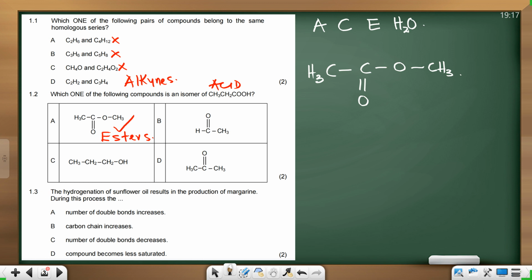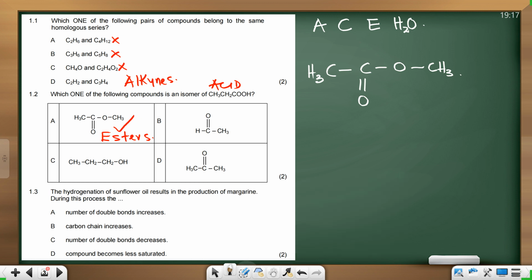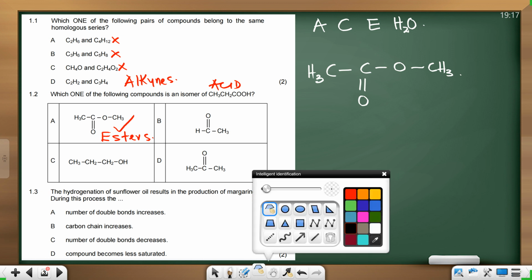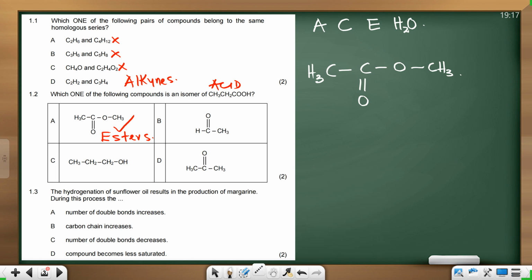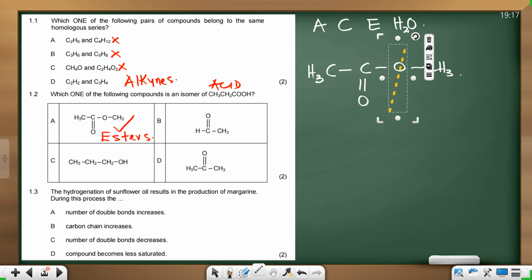Now, what do we do? We cut the oxygen. The oxygen is where these guys combine. So I'm going to split it there. That's the point where they are combined. Let's make it bigger. I'm going to split it there.